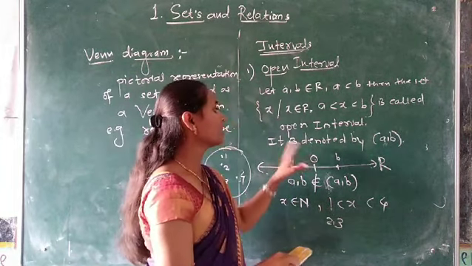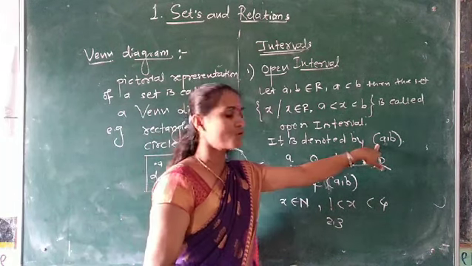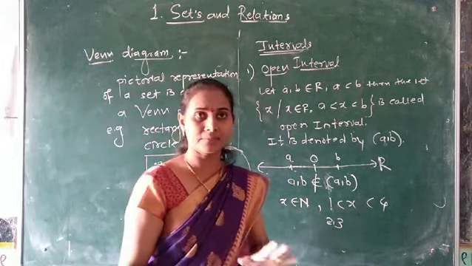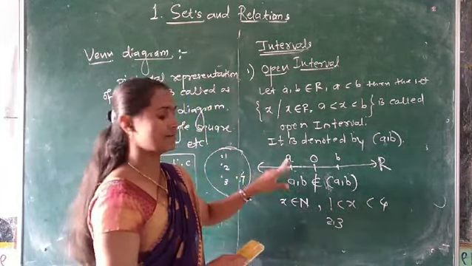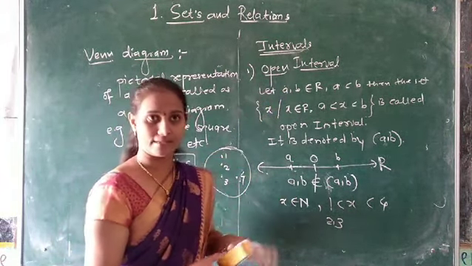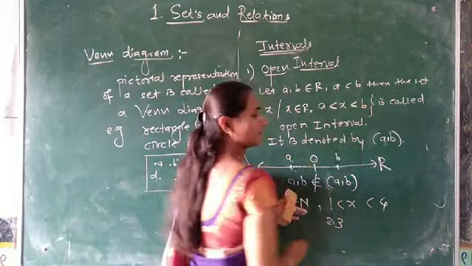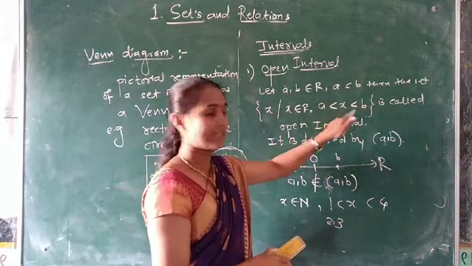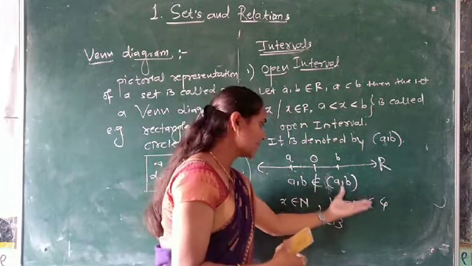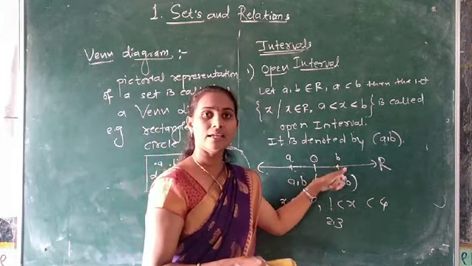Open interval means what? The numbers between A and B belong to this interval, but A and B themselves will not be in the set. This set is called an open interval. Remember that in an open interval there is always strict inequality. That means this A and this B are not included in this set. Which numbers are included in this set? The numbers between A and B.